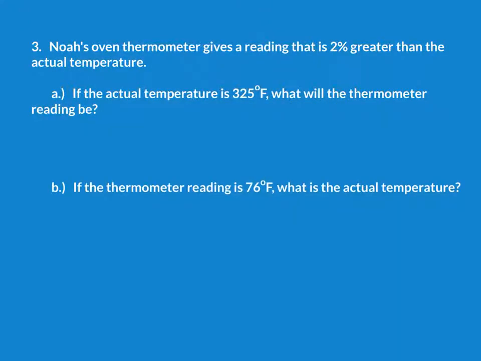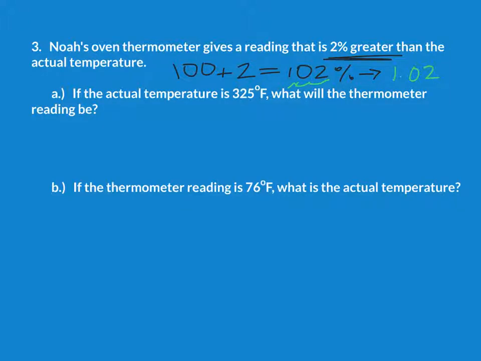Now we've got Noah's oven thermometer, and his oven thermometer gives a reading that's 2% greater than the actual temperature. Okay, so that means if it's always 2% greater, we know that the original is going to be 100. 2% greater means plus 2, so that equals 102%. I'm going to change that to a decimal. When I change that to a decimal, it gets moved back 2 places. So I've got 1.02. It's the decimal I'm going to be using.